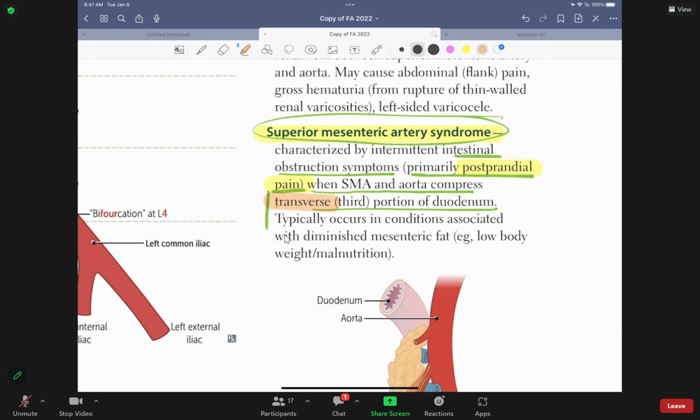Sometimes we know exactly what superior mesenteric artery syndrome is, but we just don't know the name of the third portion, and then you lose the question. So it's the transverse portion that it compresses, folks. Is everybody clear? Okay. Is the third portion supplied by the IMA? Yes, that's correct. Okay. Is it IMA? SMA? No, the third portion isn't supplied by the IMA.